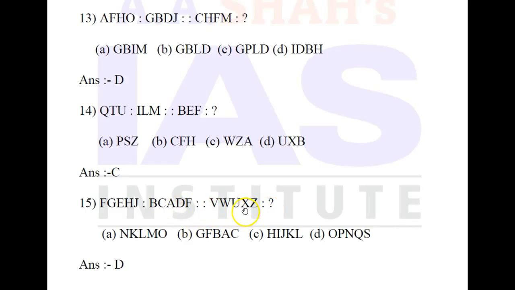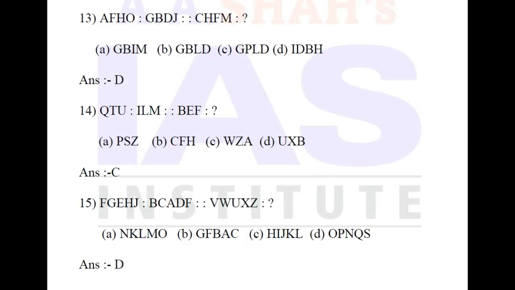So now the same thing, in which other option would this rule be applied? So D option, OPNQS, where O plus 1 is P, P minus 2 is N, N plus 3 is Q, and Q plus 2 is S. So you have to basically choose which particular option this rule is applied by. So D option, OPNQS is the correct answer here. So that is all with the letter analogy.